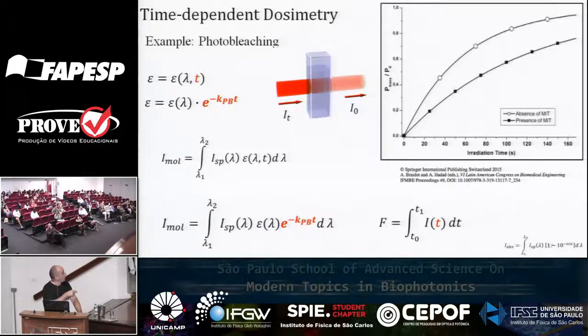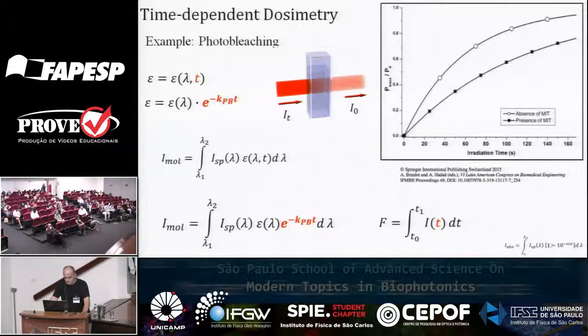Your molar absorptivity is no longer only wavelength dependent. You have some factor that reduces your absorption. And then you must weigh this and measure also over time if your observed irradiance is different. I'm sorry, here what is different is the molar absorptivity. This value decreases over time.